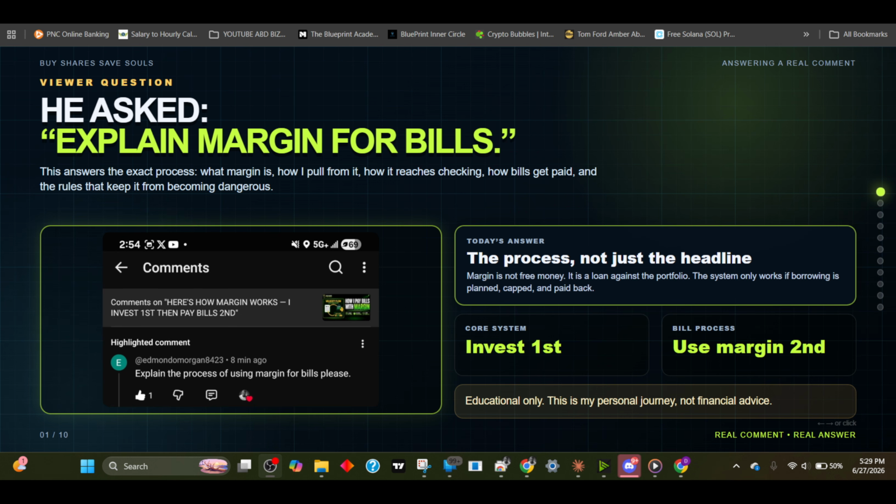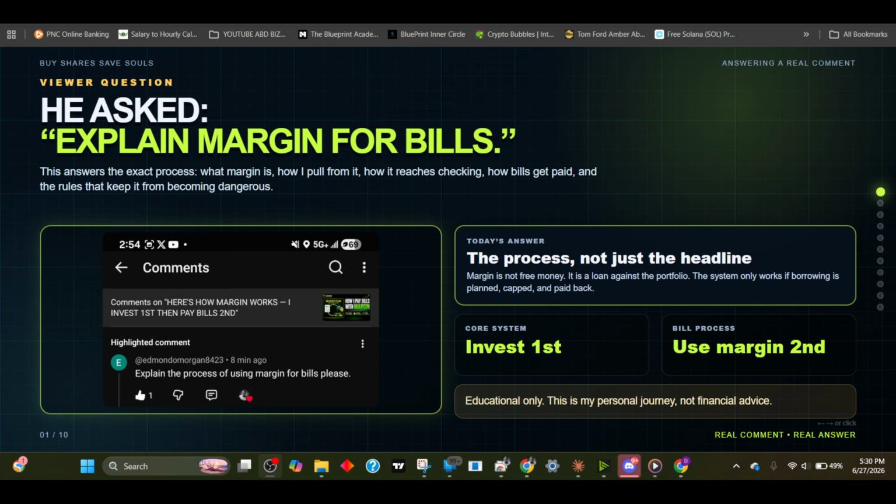So this is a process, right? It's not just the margin headline. Margin is not free money. It's a loan against your portfolio. The system only works if borrowing is planned, capped, and paid back. So essentially, you can't really efficiently operate margin if you don't have a budget. So that's just fundamentals, basics. You need to know your income. You need to know your expenses for the whole month and what you have left over.